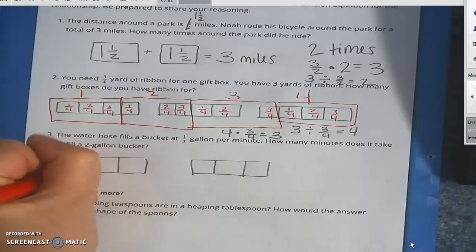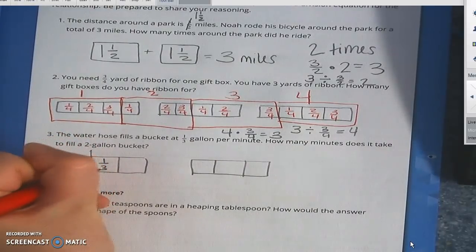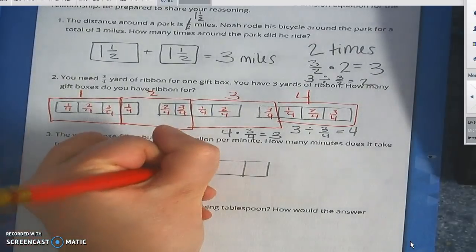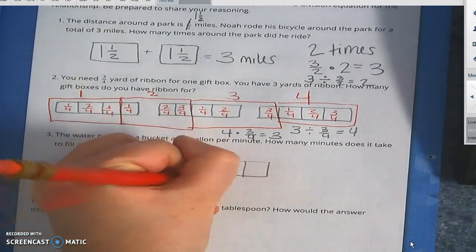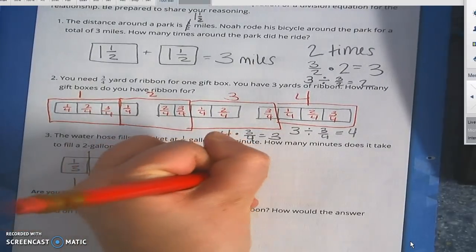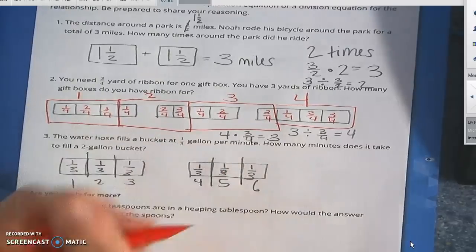So that 1/3 would be 1 minute. That 1/3 would be a second minute. That 1/3 would be a third minute. That 1/3 would make 4 minutes. That 1/3 would make 5 minutes. And that 1/3 would make 6 minutes.